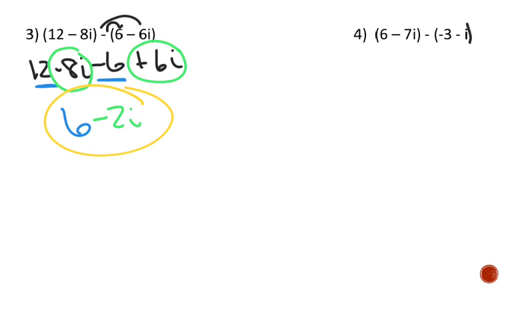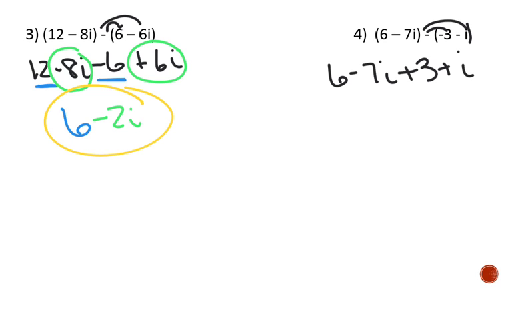Same thing on example number 4. We have the quantity of 6 minus 7i minus the quantity of -3 minus i. So since this is a subtraction, we're going to distribute this negative to the second set of parentheses. So a negative times a -3 makes that positive 3. And a negative times a -i makes that a positive i.